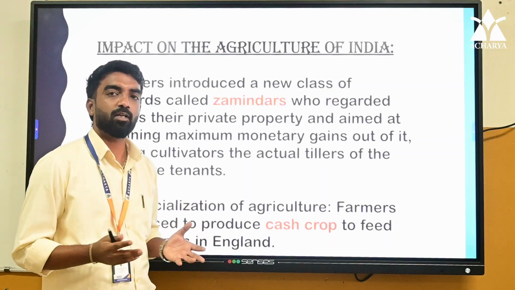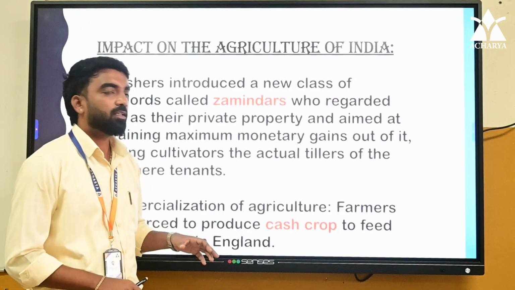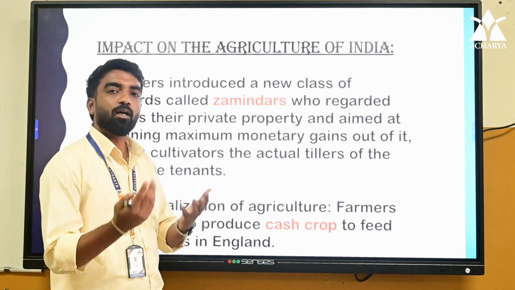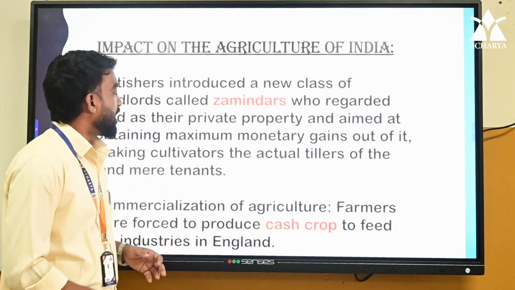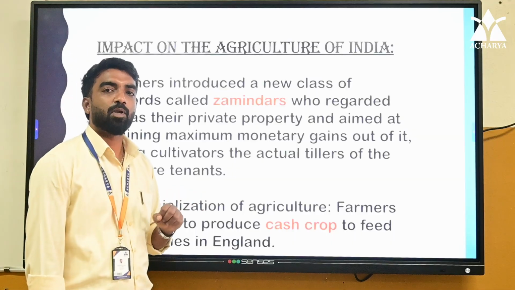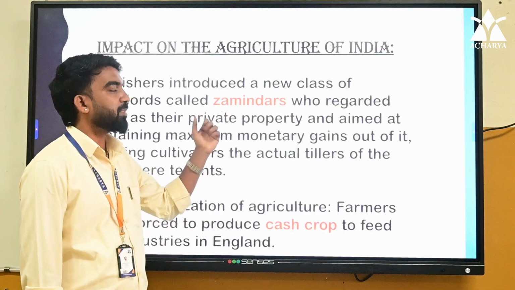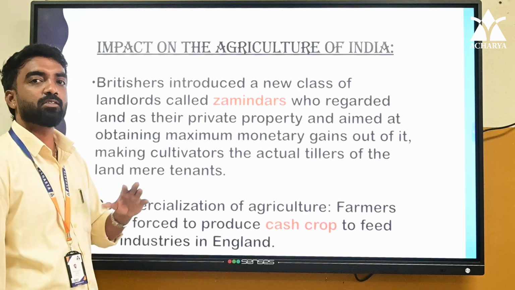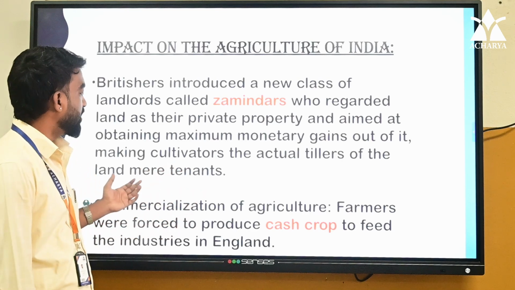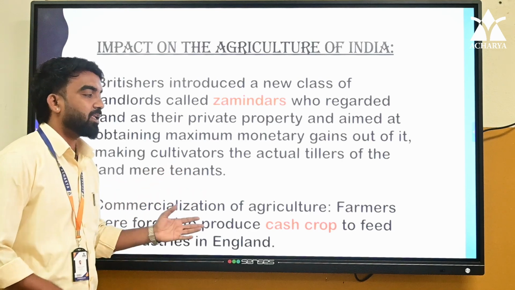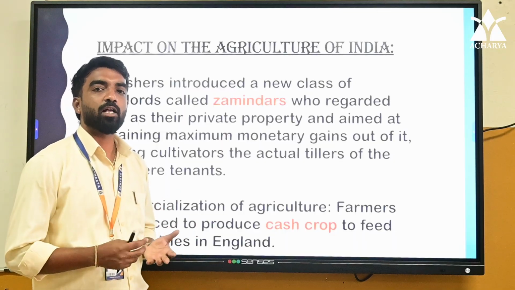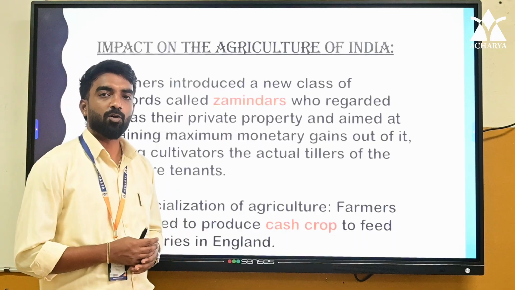So they exploited our farmers and forced them to grow more and pay more taxes. The land was snatched from small farmers and taken over by the zamindars. This made our farmers just the tillers or tenants of the land. And then there was commercialization of agriculture. Britishers forced Indians to grow cash crops, for example indigo.